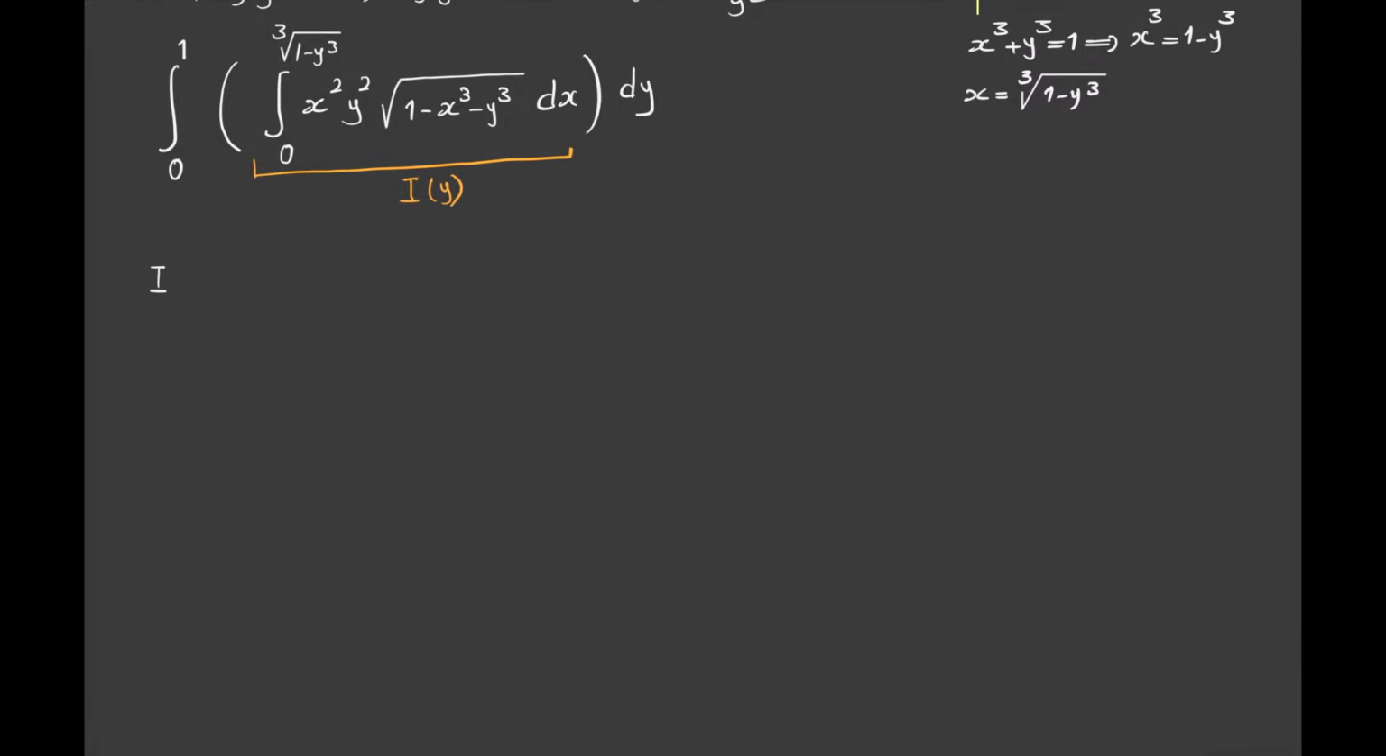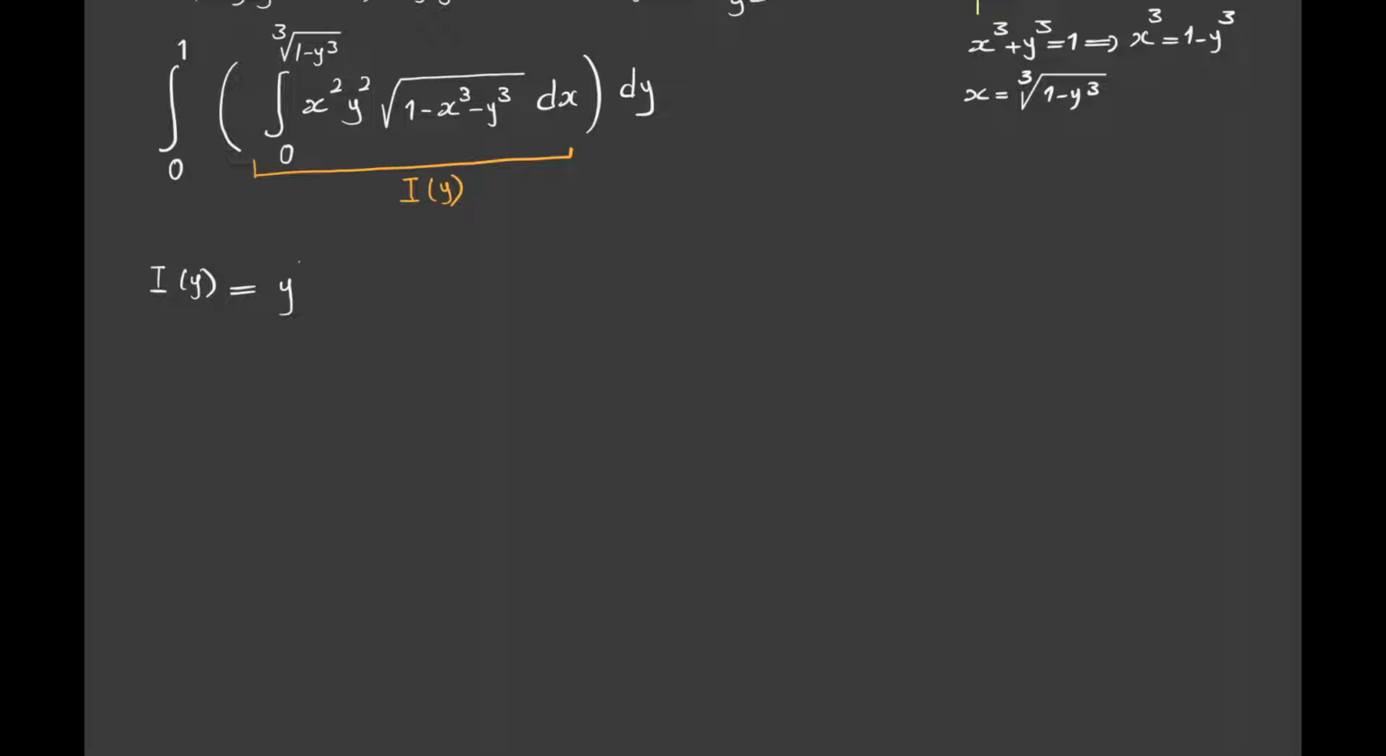So to calculate I of y, first of all, you need to understand x is your integration variable. So as far as this integral is concerned, y squared is a multiplicative constant. So I can pull it out from my integral.